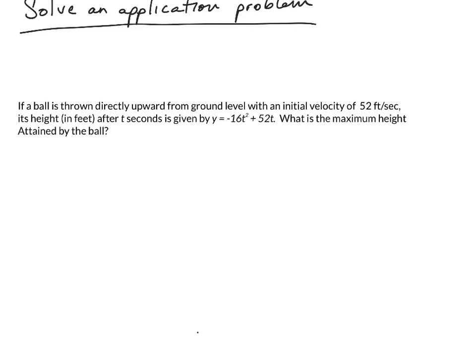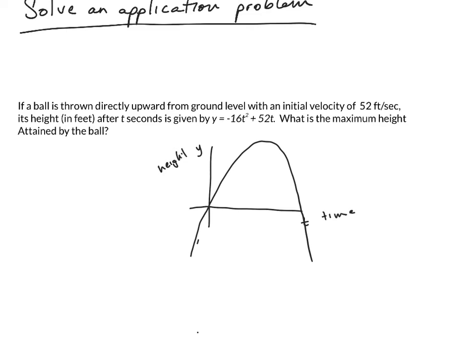If we were to graph this, it doesn't ask us to graph this, but since it is a quadratic function and we have negative 16 in front of the t squared, which means it's going to face upside down, the parabola would look something like this. So this is the height, and this is time. So the maximum height is really just the vertex of this parabola.